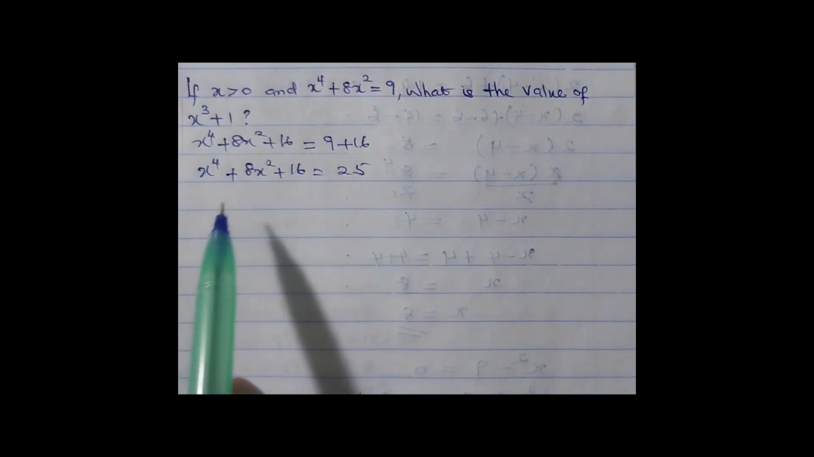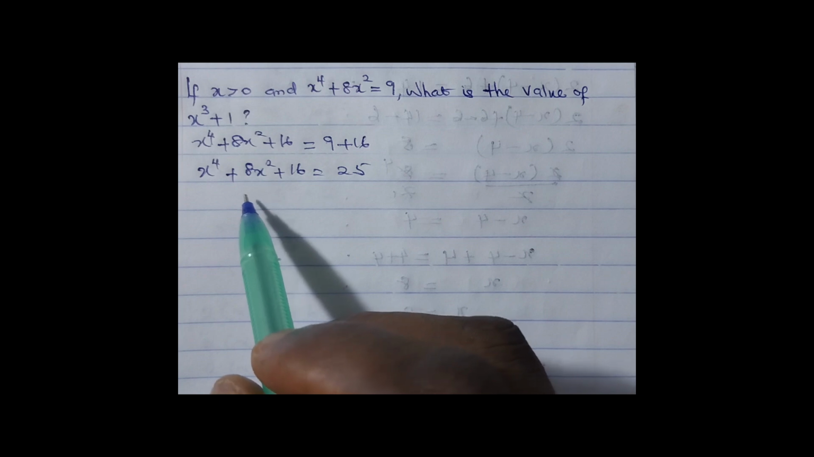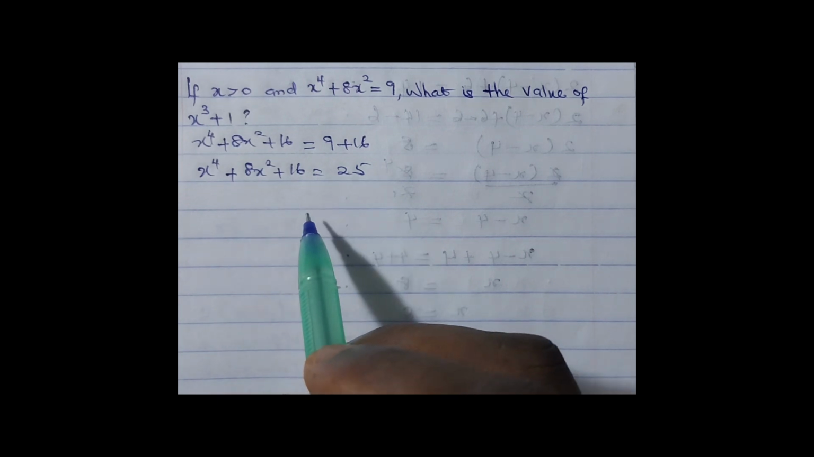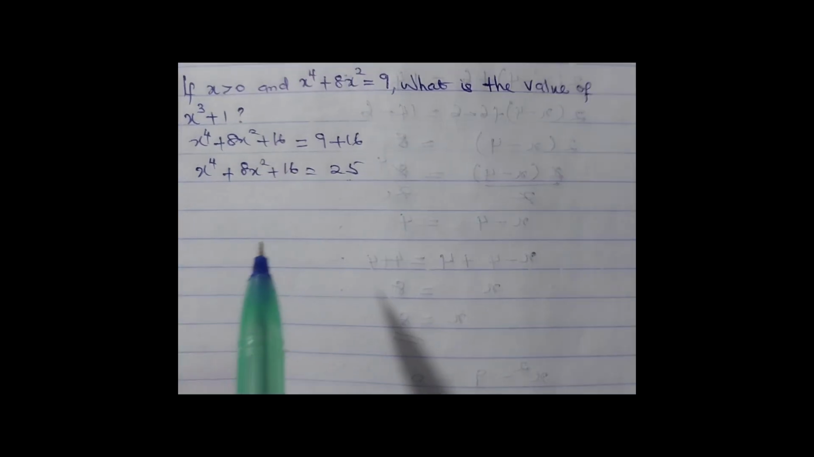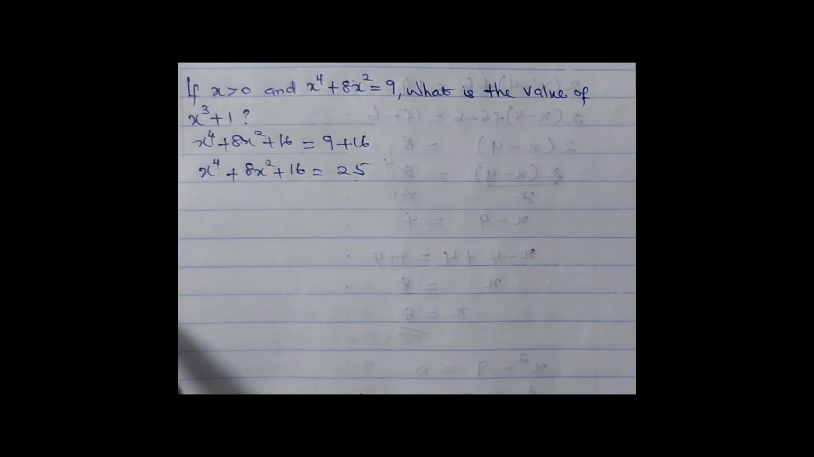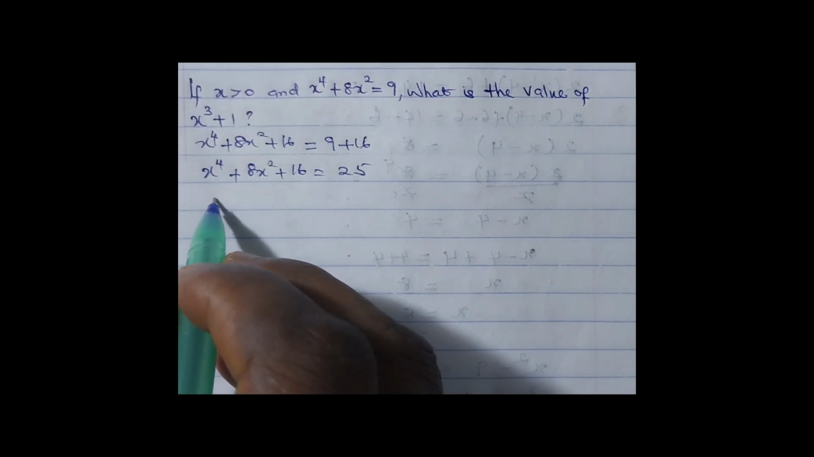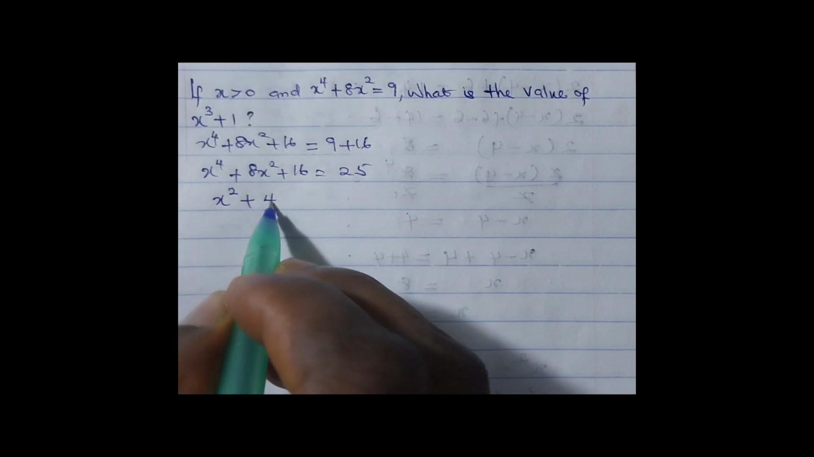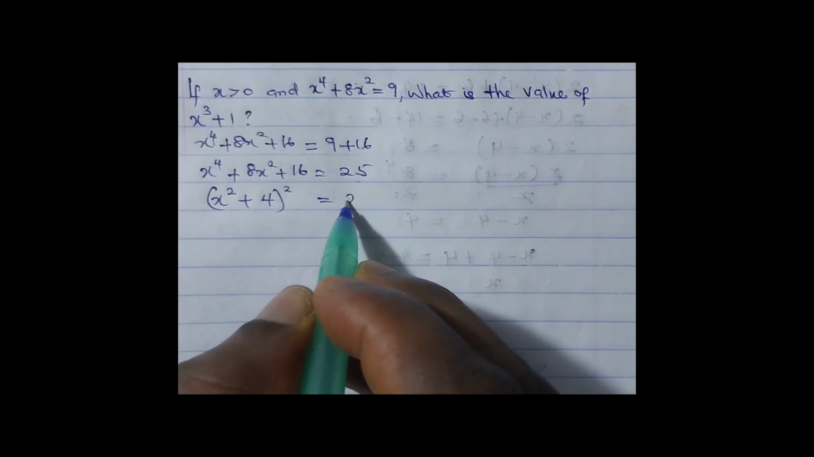Now if you look at these two equations very well, you realize that the left hand side factors perfectly, and it is also a perfect square. So going by this, factorizing the left hand side, we have x raised to the power 2 plus 4, all squared, is equal to 25.